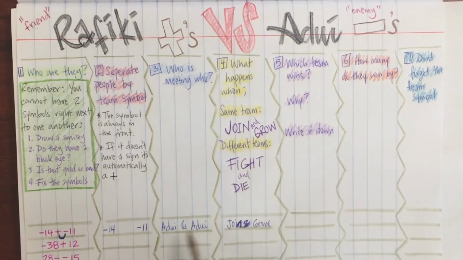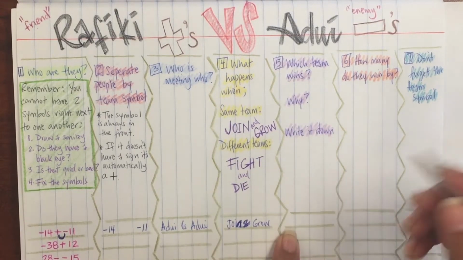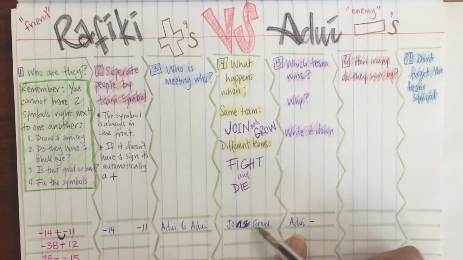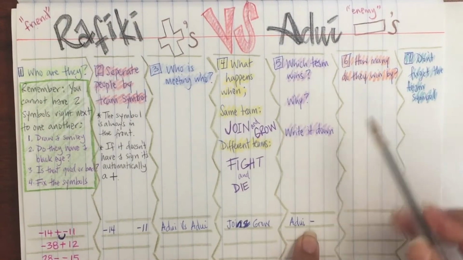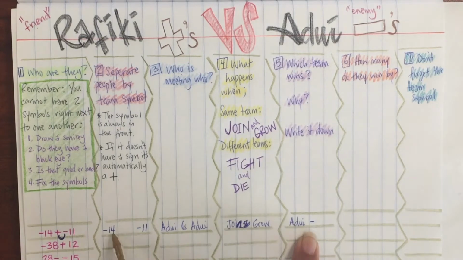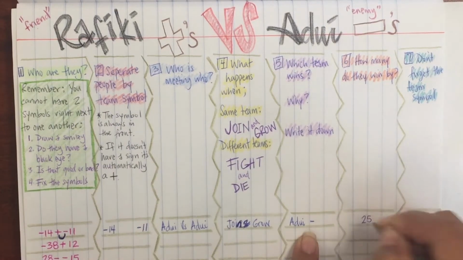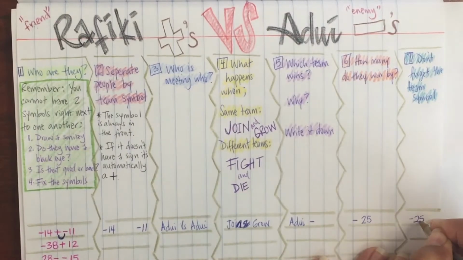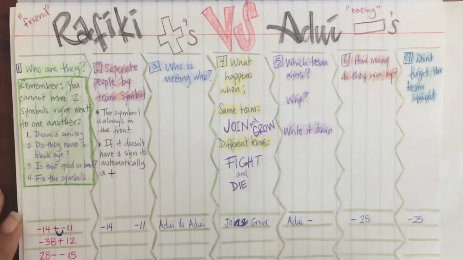Which team wins? Well, there's only one team there, right? What's the team? Adui. So why do they win? Because there's only one team, so it's Adui. And then write it down. So Adui, which is negative. Alright, how many do they win by? Well, how many friends do you now have? You had 14 meeting 11, so now you have 25 Aduis. Remember, don't forget the symbol, right? So it's Adui, which is negative. So that says negative 25.